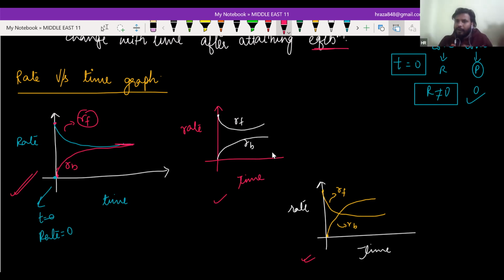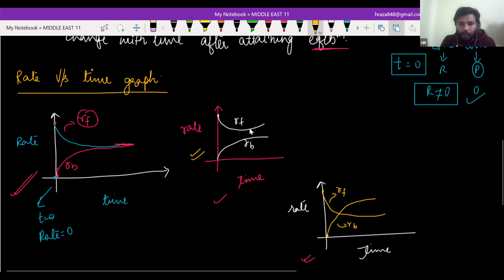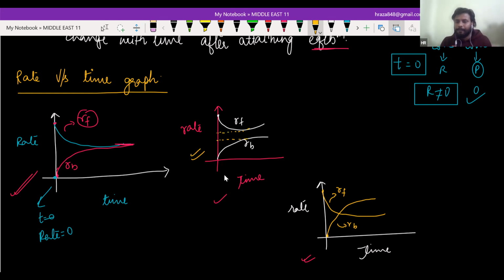In terms of rate, the first point that I wrote says that rate of forward as well as rate of backward should be equal. It was written or not? Yes, sir. Now you will see that in this graph, if you are going for rate of forward, this value is different from rate of backward. That means it is not equilibrium. It is not in equilibrium, right? Yes, sir.